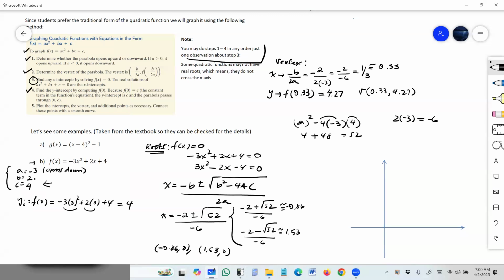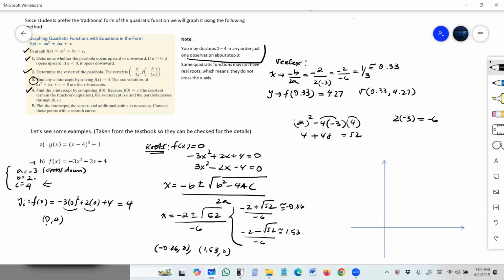Whereas the y-intercept, I wrote here 4, but you understand that the coordinate is 0 comma 4, right? The x is 0. So for the y-intercept, the coordinate x is always 0. For the roots, the y coordinates are always 0. So now I have everything to plot the graph.